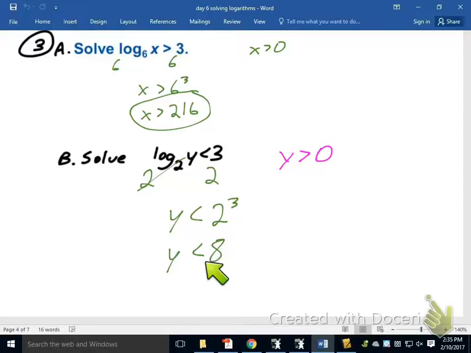So while I got an answer of y is less than 8, y cannot be any value less than 8. It has to be greater than 0. So I'm going to actually tag that in. So it's only values between 0 and 8, which is an important aspect of this problem. If you miss that, you actually don't get the problem right.